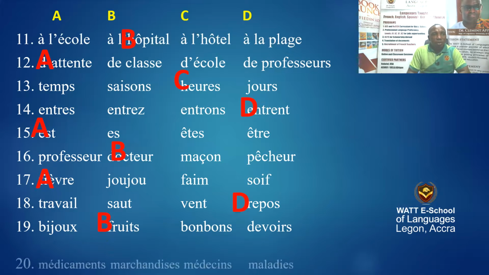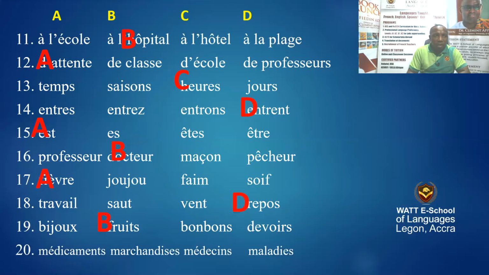Number 20, the last one. Médicament, marchandise, médecin, maladie. Someone who is sick, what does he need? He needs médicament, which is tablets or drugs or medication. Marchandise is goods. Médecin is doctor, and maladie is sickness. So here, definitely it means médicament. Correct.